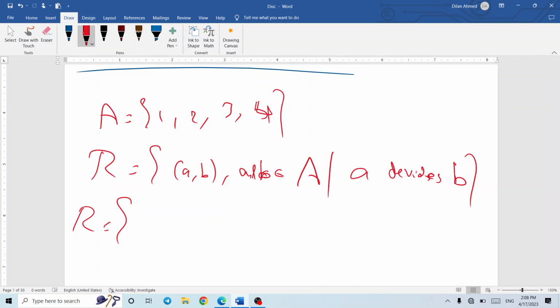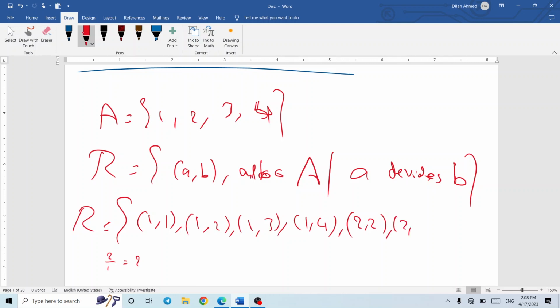During the exam, you need to construct the relation. How? 1 divides 1, first. Second, 1 divides 2, 1 divides 3, 1 divides 4. How about 2? 2 divides 2, 2 divides 4. How about 3? 3 divides 3. How about 4? 4 divides 4. Done. So when I say a divides b, it means it can be divided without remainder, without fraction.